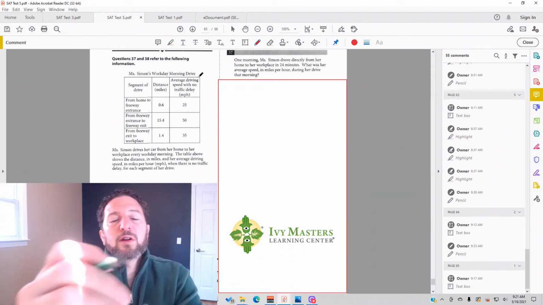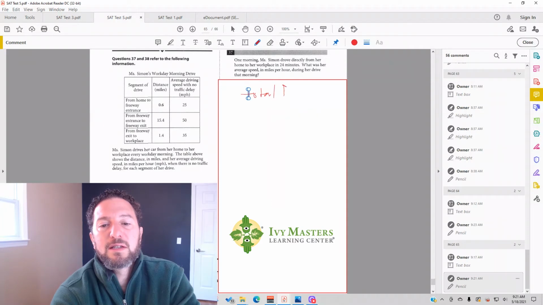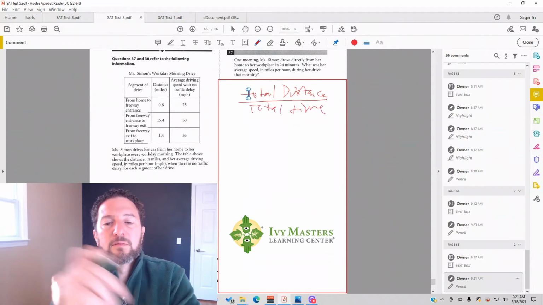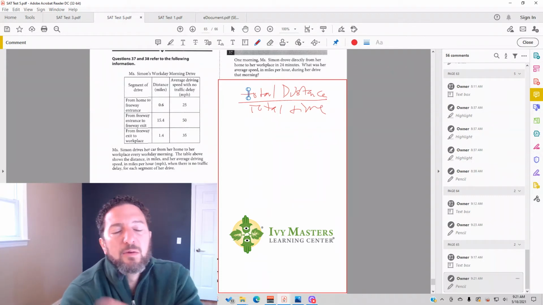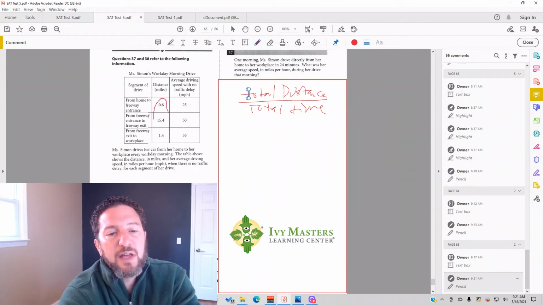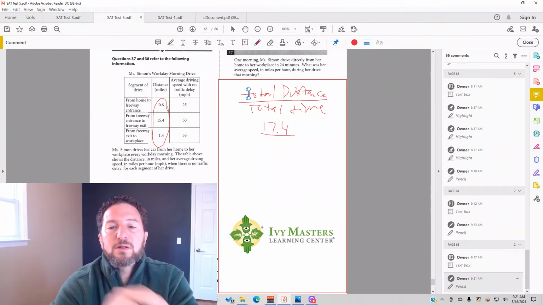So, how do we figure average speed? It's total distance over total time. Okay. So what's our total distance? Well, you guys have your calculators. You could just add this down. It would wind up being 17.4. And what's the total time?